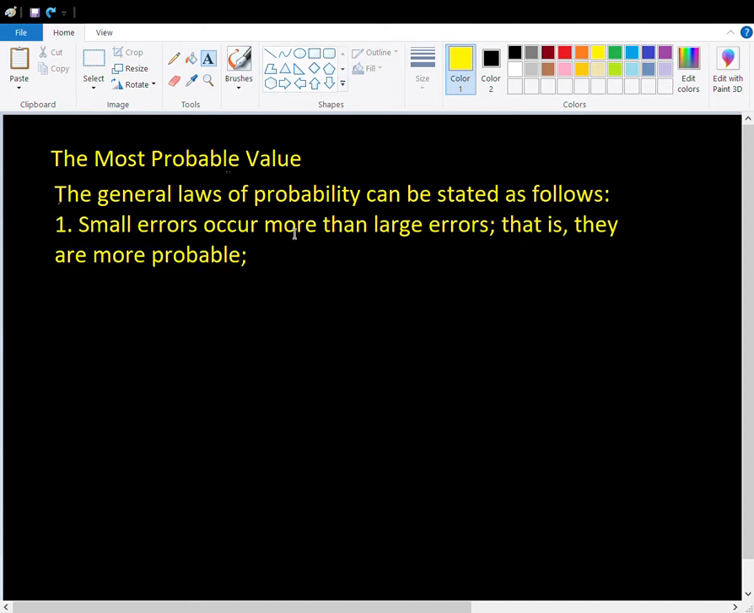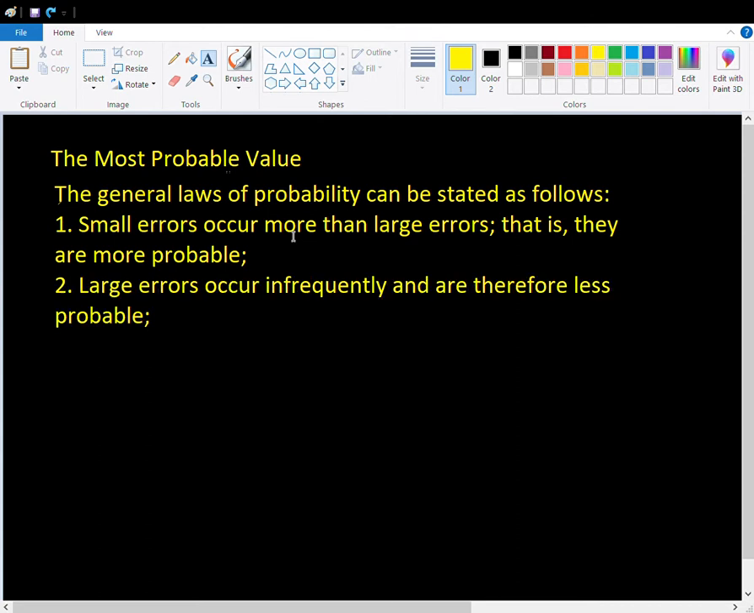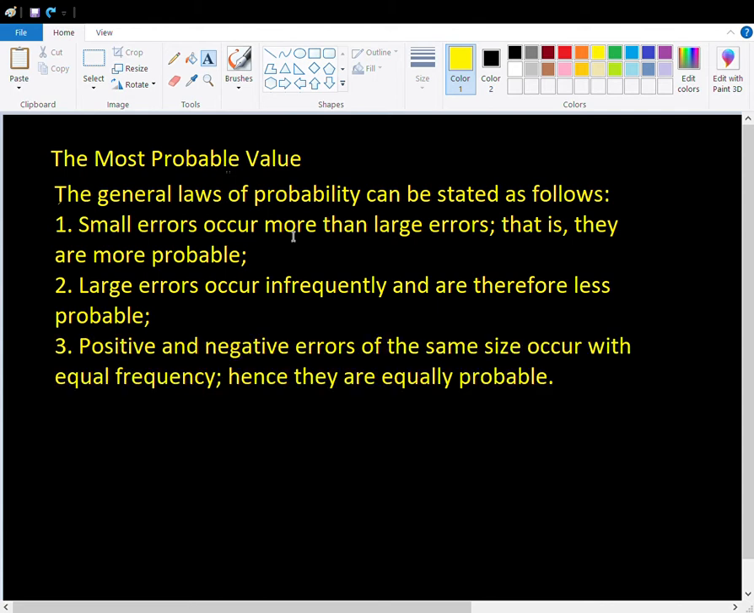1. Small errors occur more than large errors, that is, they are more probable. So the probability of small errors occurring in measurements is higher compared to large errors. Large errors occur infrequently and are therefore less probable. So the probability is low for large errors to occur in our measurement. And then finally, positive and negative errors of the same size occur with equal frequency, hence they are equally probable.